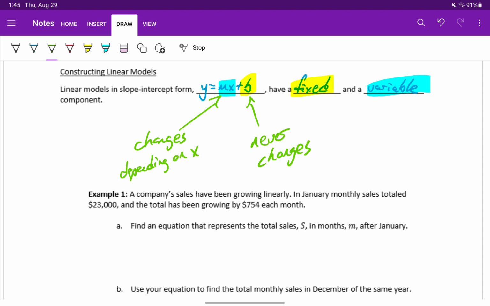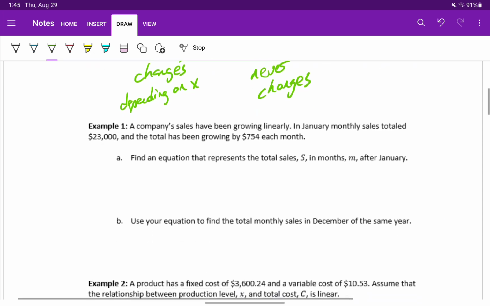X can represent a wide array of values, something like time, production level. So as time passes, as our production level changes, as our price point changes, the value of that variable term will change. But if we think of things in terms of the variable term and the fixed term, I think that helps with setting up these equations.